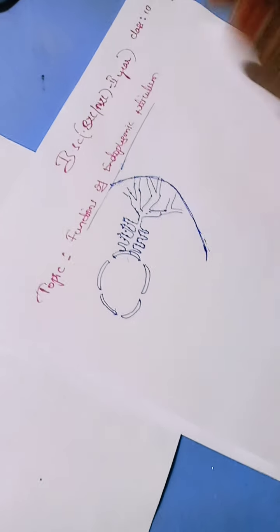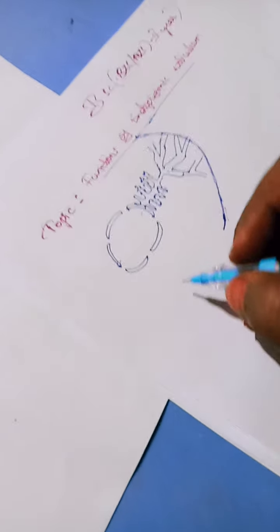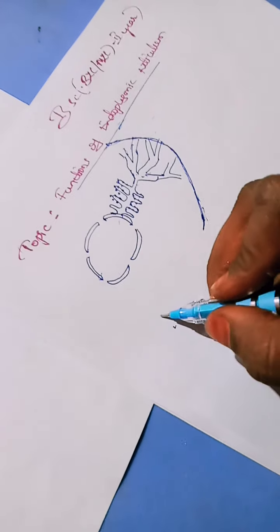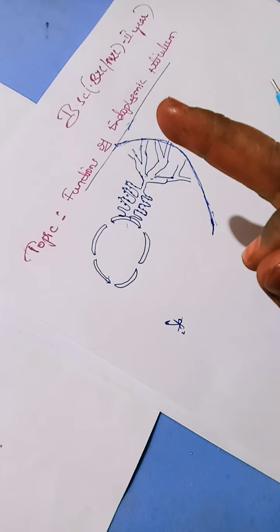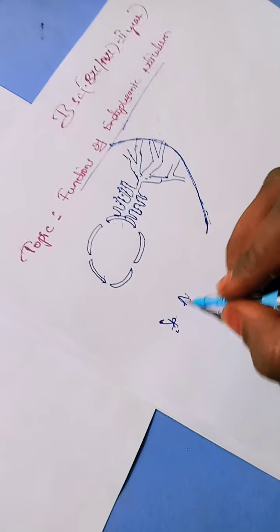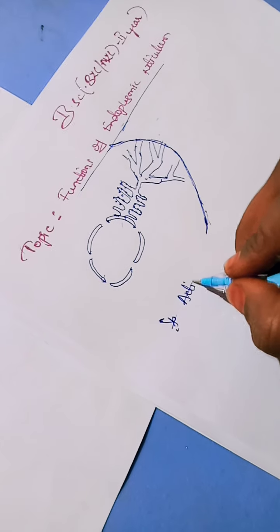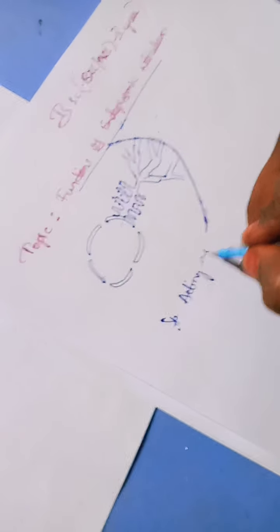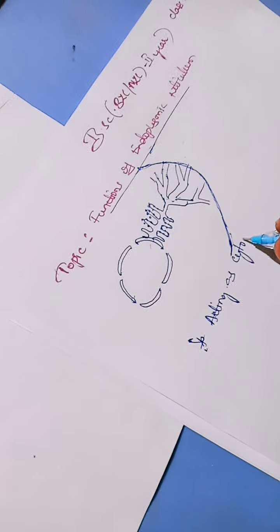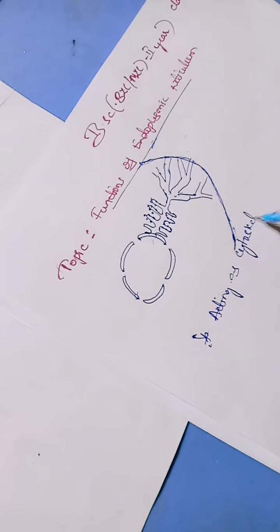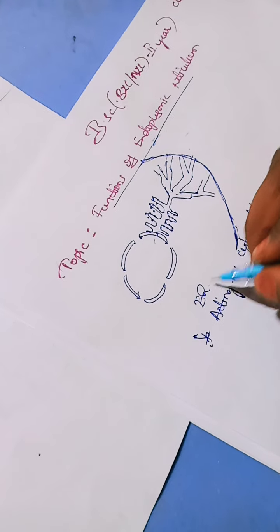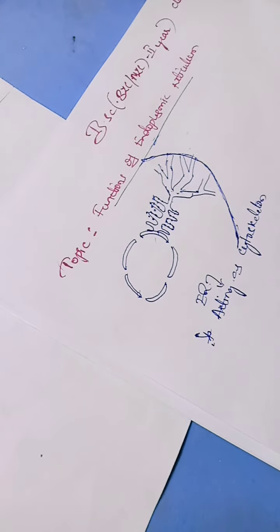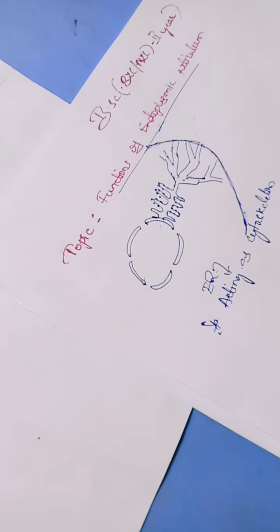Girls, listen. We are starting with the first point in the functions of endoplasmic reticulum. Here, the endoplasmic reticulum is acting as a cytoskeleton. Did you get what I am saying?